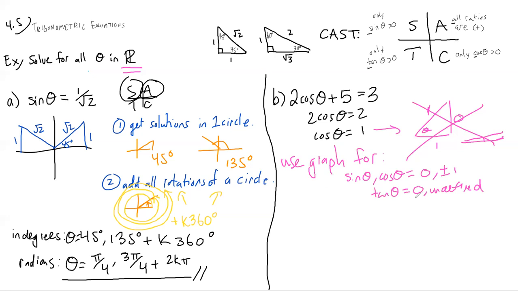So remember, if tan theta is 0, that means that sine theta is 0. And if it's undefined, that means cos theta is 0, because tan is actually just sine over cos.